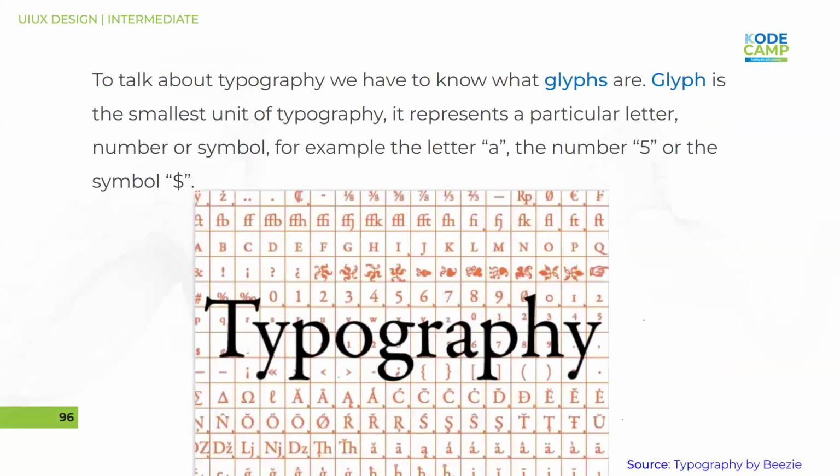Okay, so we have what we call the glyph. So what is a glyph? We said to talk about typography, we have to know what glyphs are. A glyph is a small unit of typography. It represents a particular letter, number, or symbol, for example, A, the number 5, or the dollar symbol. So that is what we call a glyph.